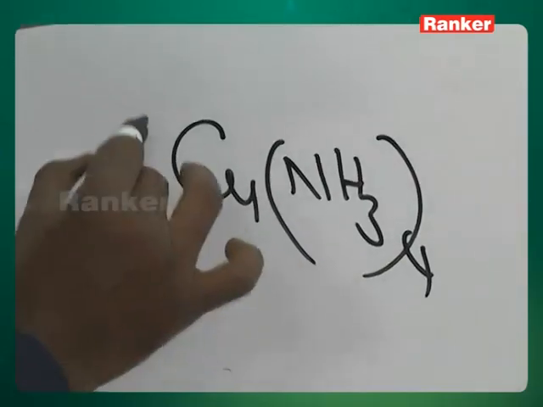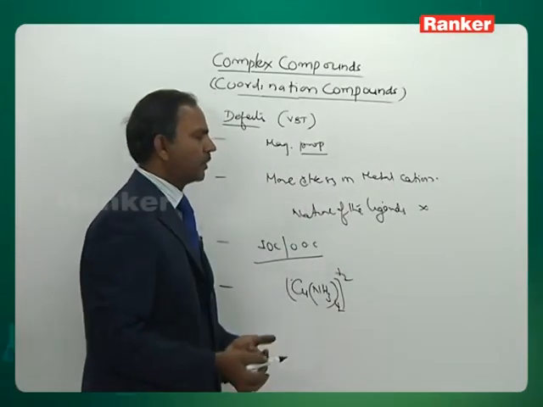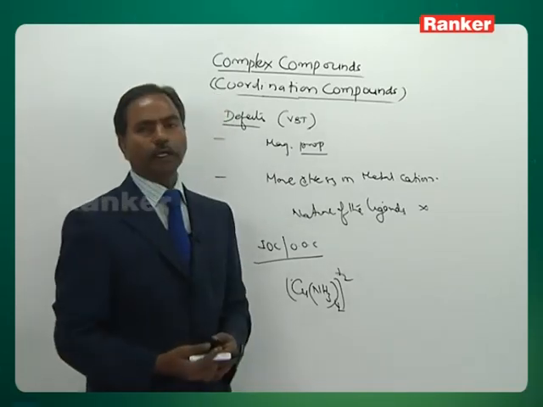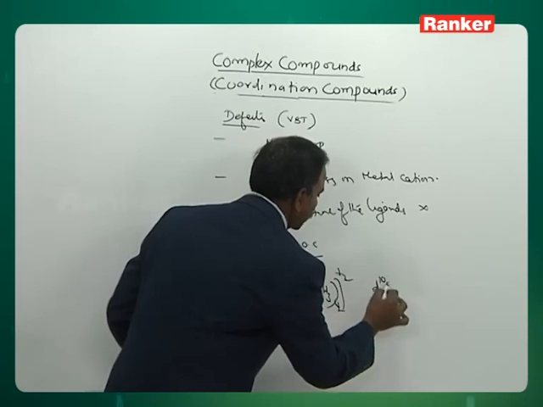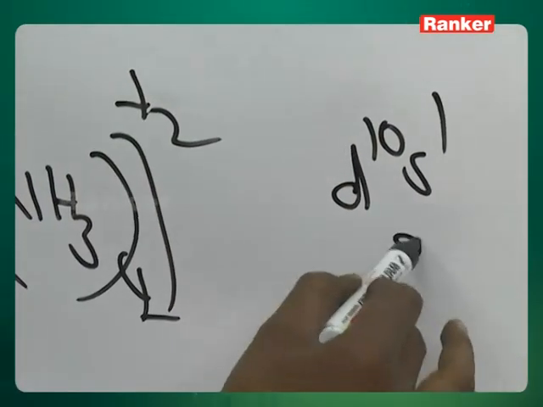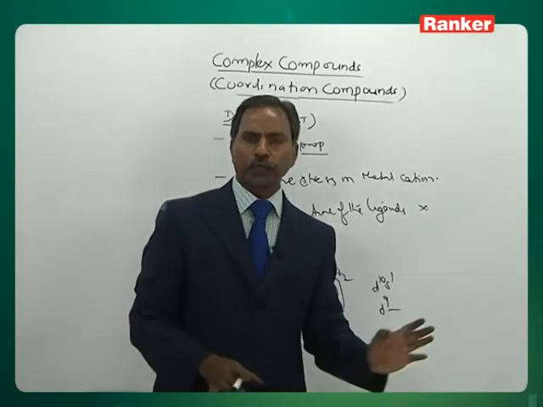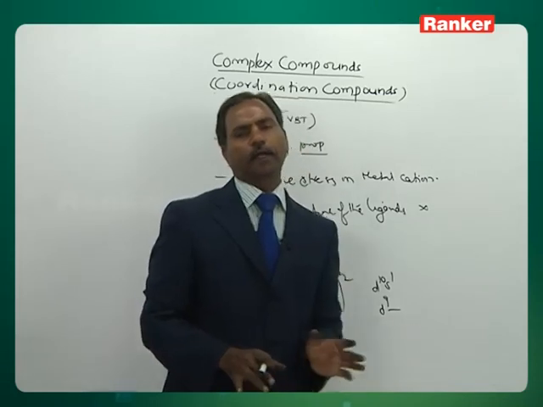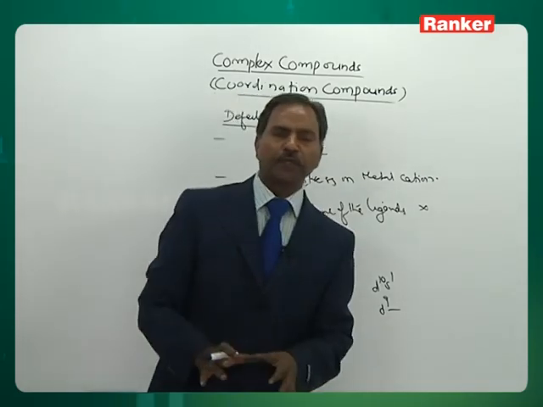Take [Cu(NH3)4]2+, a complex with a +2 charge. Four is the coordination number. Copper is actually d9 in this. The copper electronic configuration is d10 s1, and with a +2 oxidation number it becomes d9. According to valence bond theory, it should be sp3 and tetrahedral.